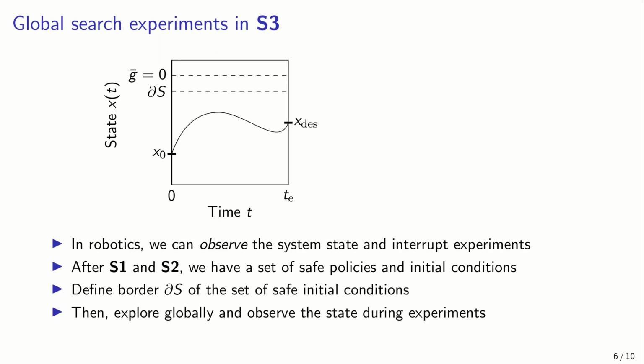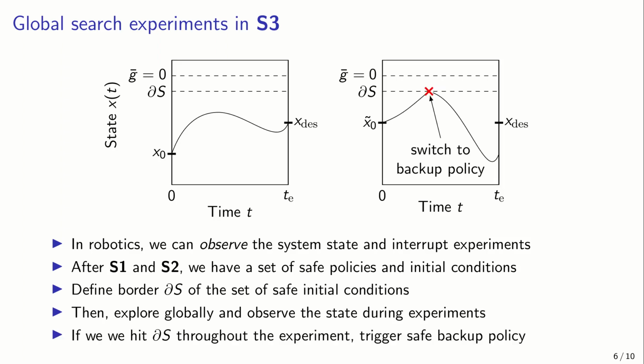Now we can explore globally and observe the state during the experiment. If we now hit the border of the set of safe initial conditions throughout the experiment, we can trigger a safe backup policy, mark the experiment as failed, and restore safety. Following this strategy then also allows us to provide theoretical guarantees.